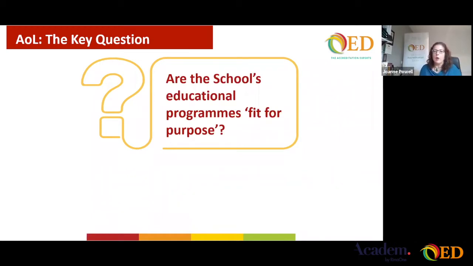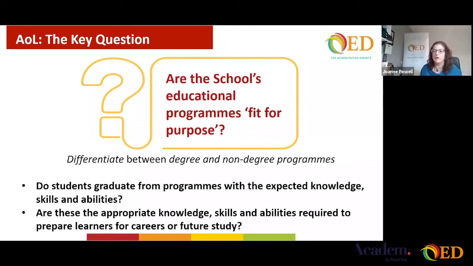Now, the important thing to remember about Standard 5 is that AACSB does differentiate between degree and non-degree programs. But when I say fit for purpose, I think overall what we mean is, do students graduate from programs with the expected knowledge, skills, and abilities that they need? And are these the appropriate knowledge, skills, and abilities required to prepare learners for careers or future study?